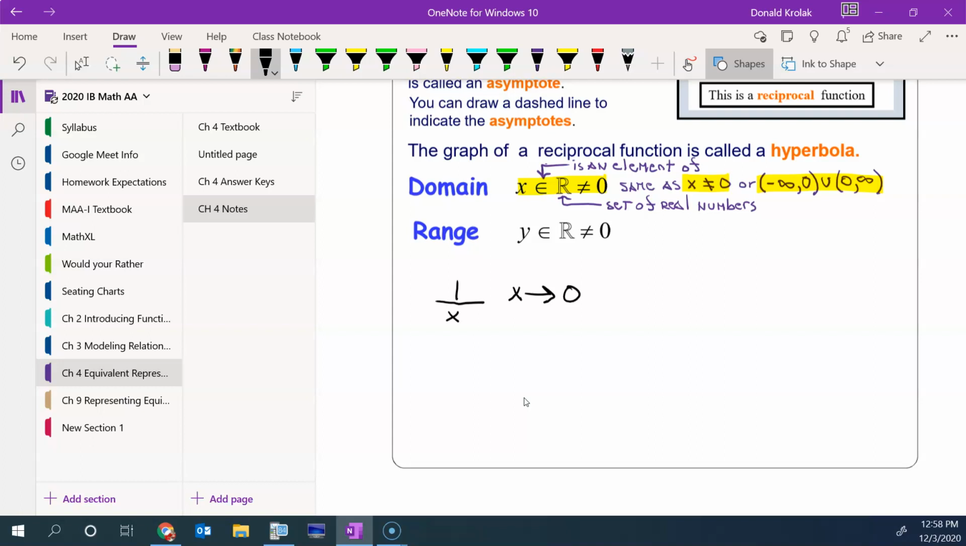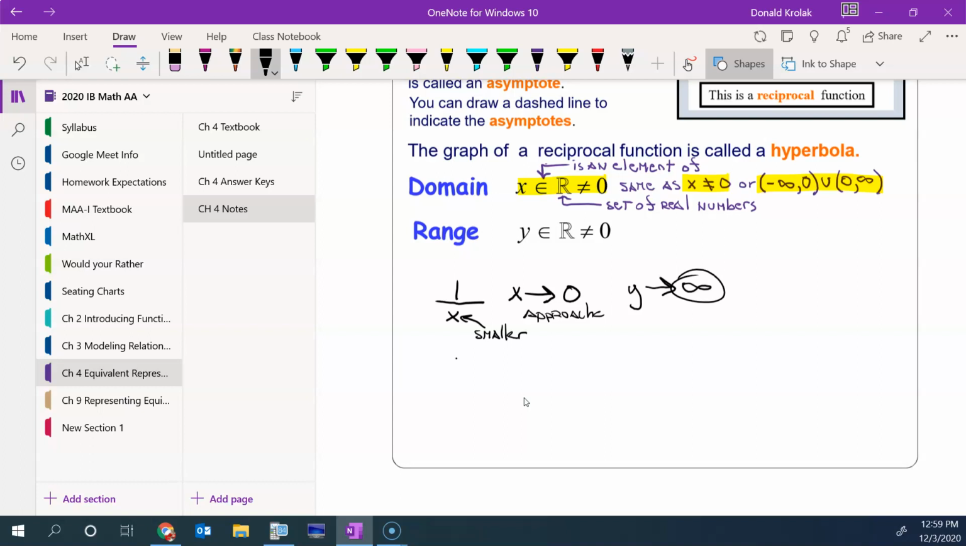When you see this, it means as x tends towards 0, or as x approaches 0, the y value approaches infinity. The y value is the answer. So as this number got smaller, the answer got bigger.